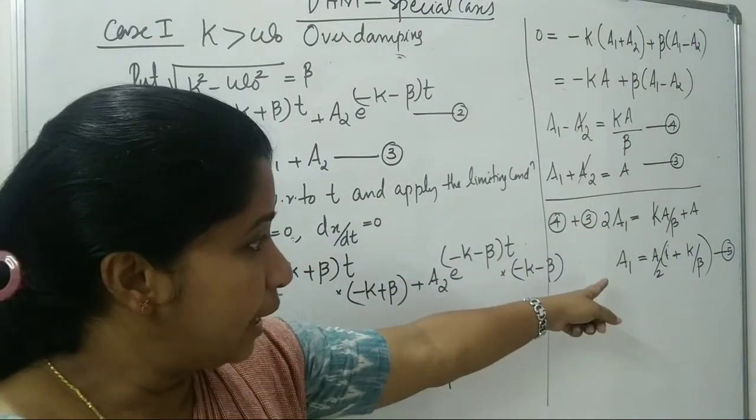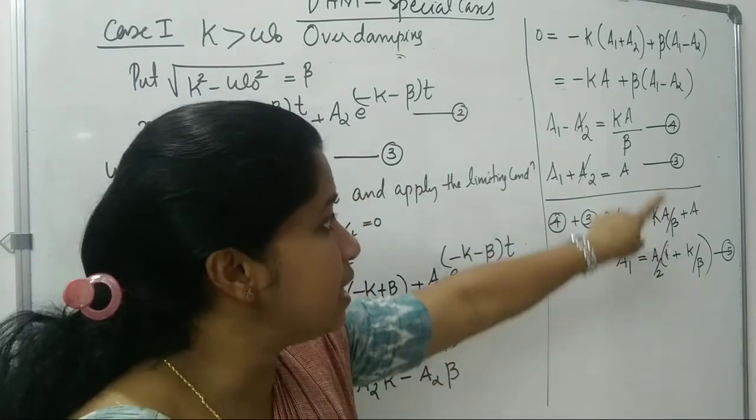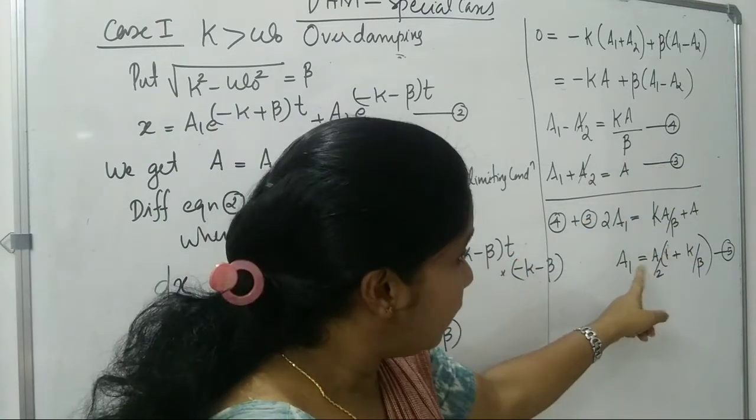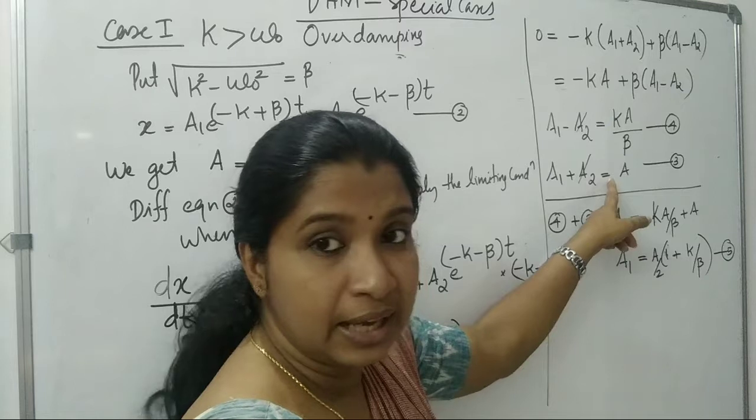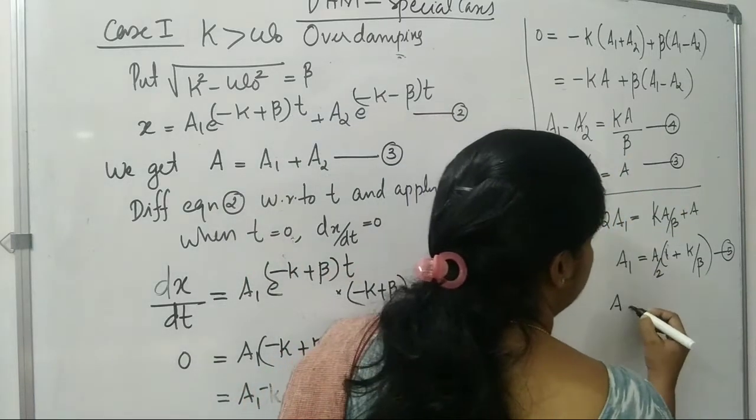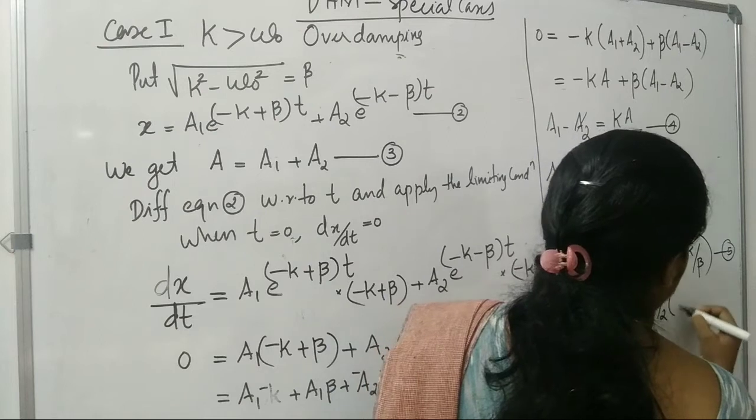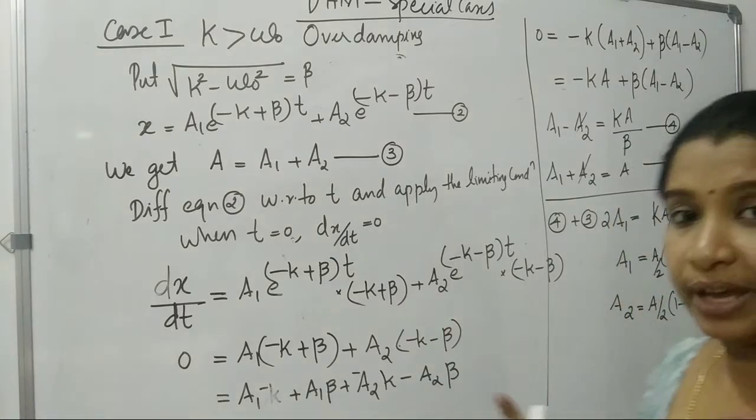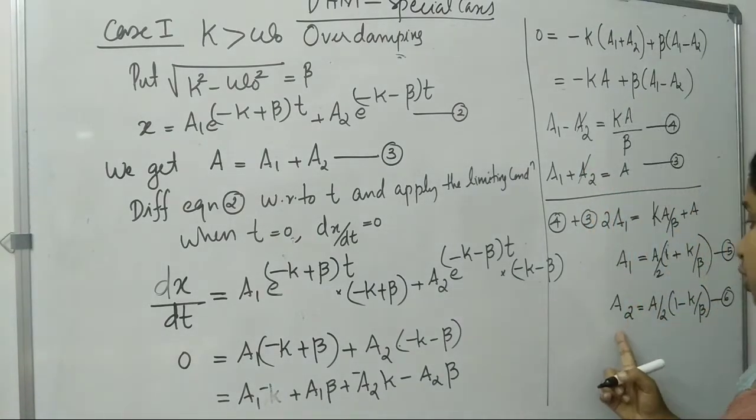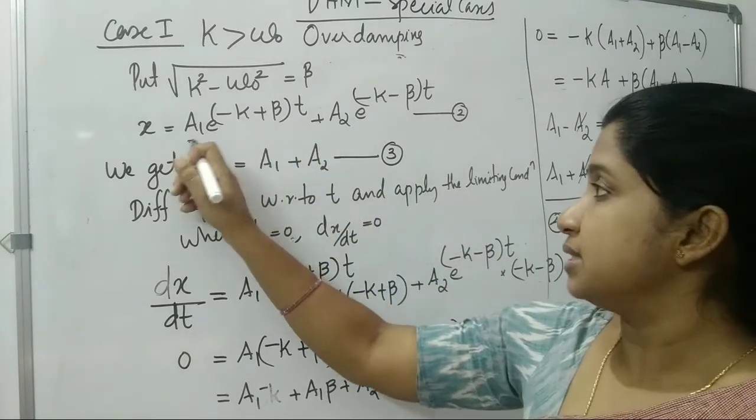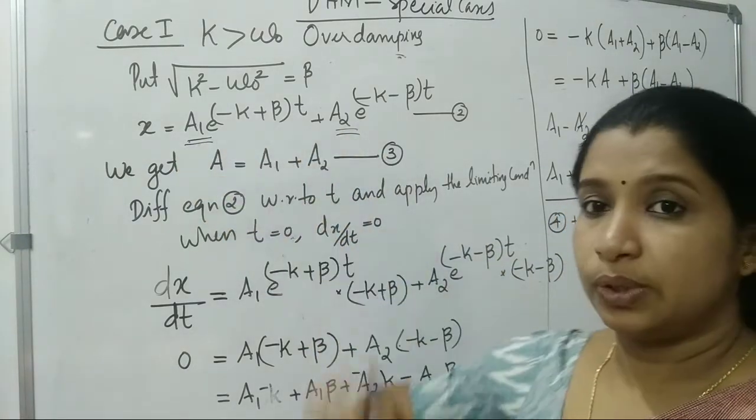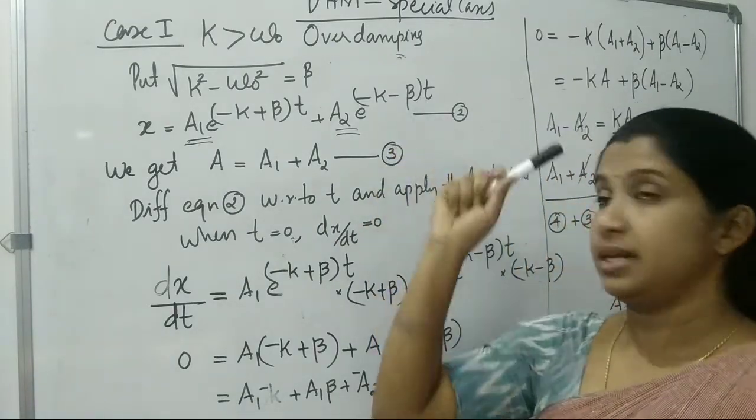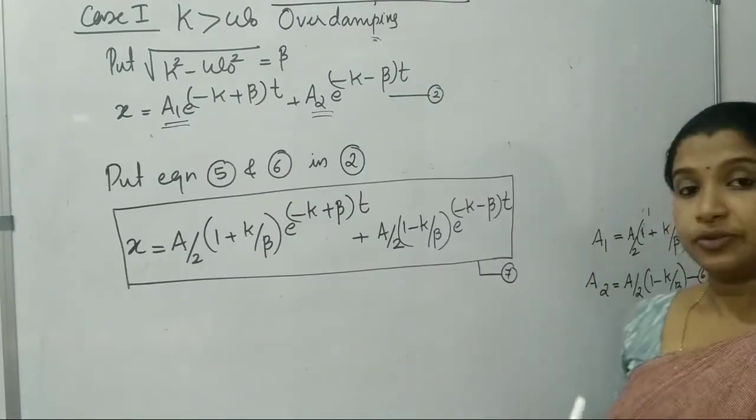Then we get the value of a1. If we substitute the value of a1 in equation 3 or equation 4, here 3 is the simple equation, we get a2 is equal to a by 2 into 1 minus k by beta. So we find the value of A1 and A2 separately. Then we can substitute the values of A1 and A2 in this solution: X equal to A1 e raised to minus k plus beta into t plus A2 e raised to minus k minus beta into t.